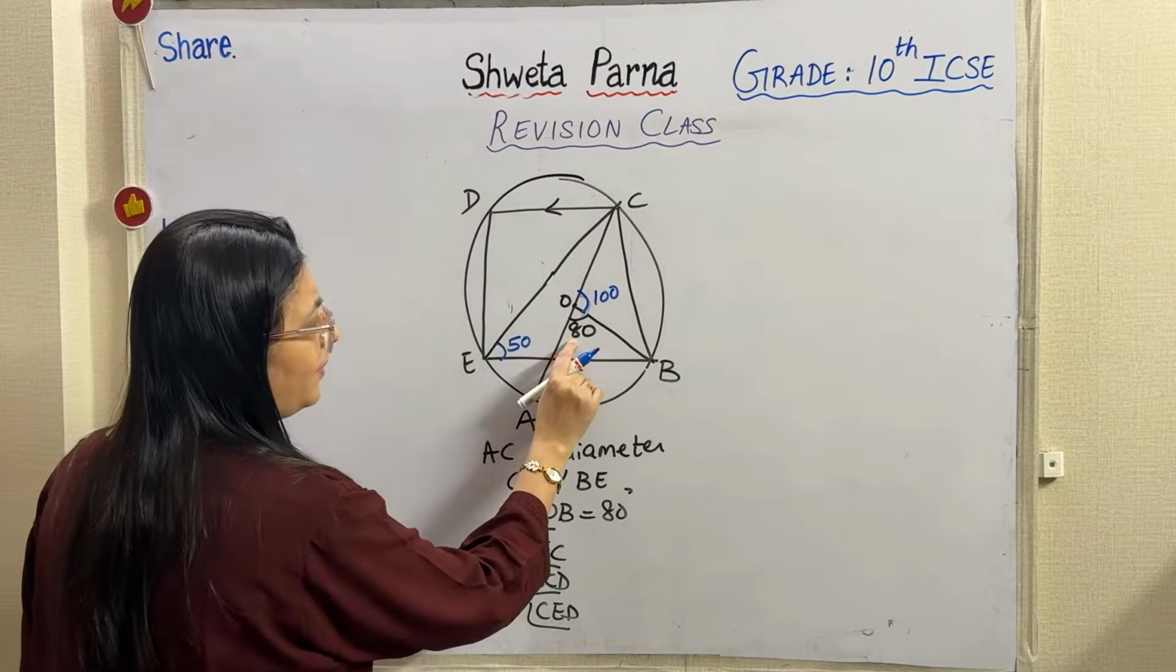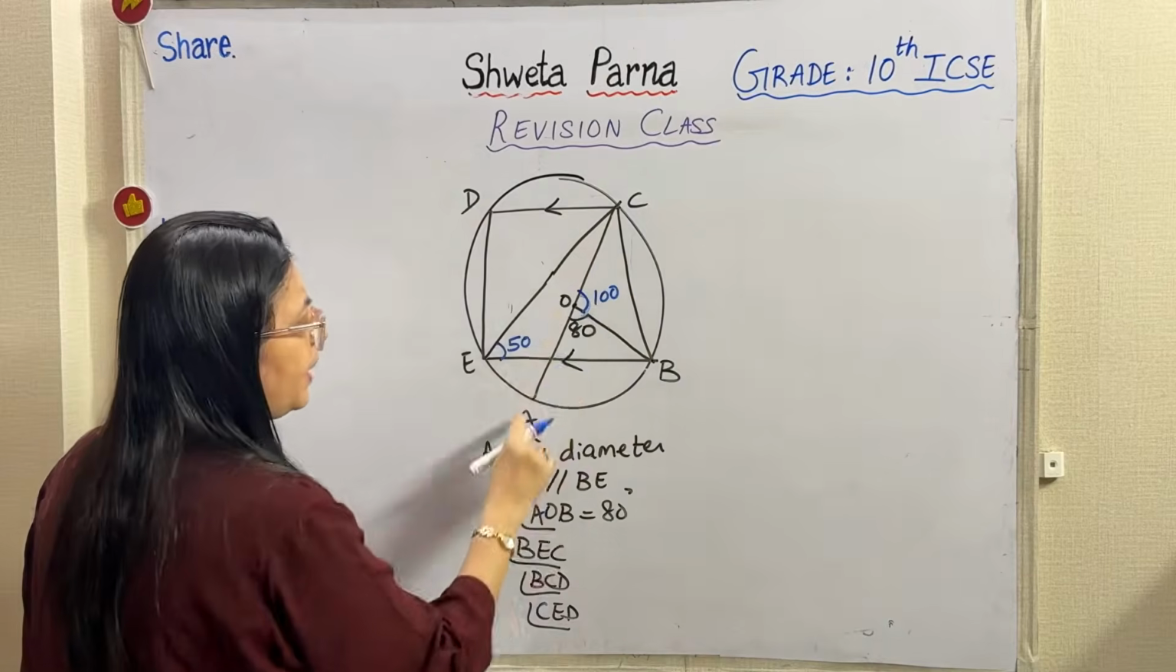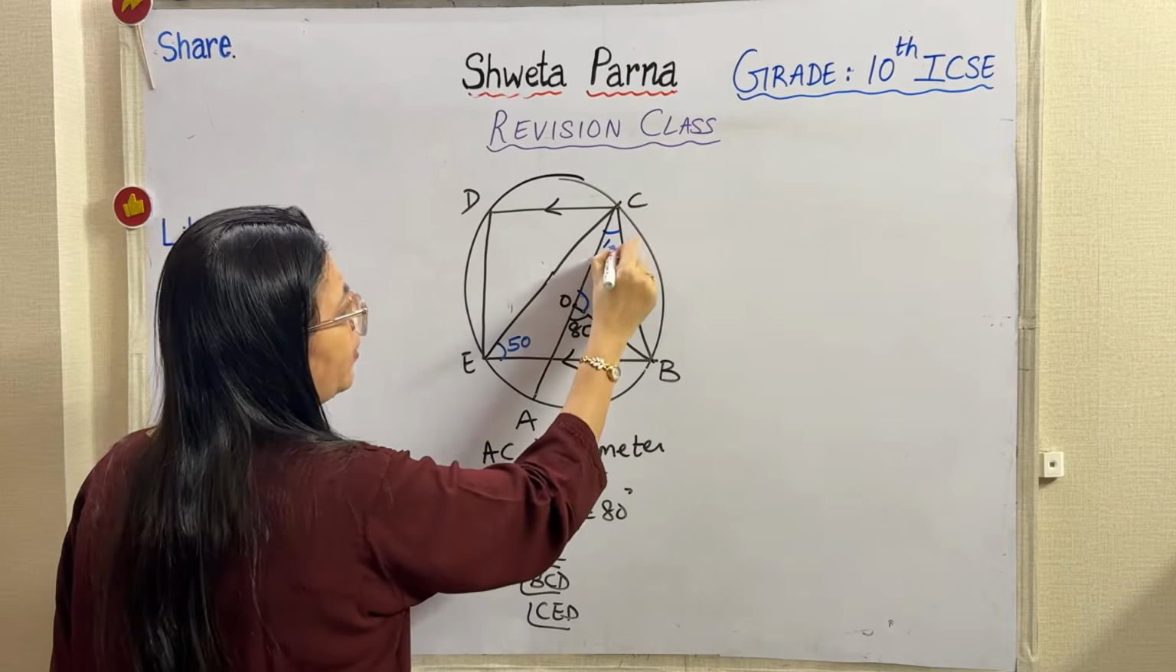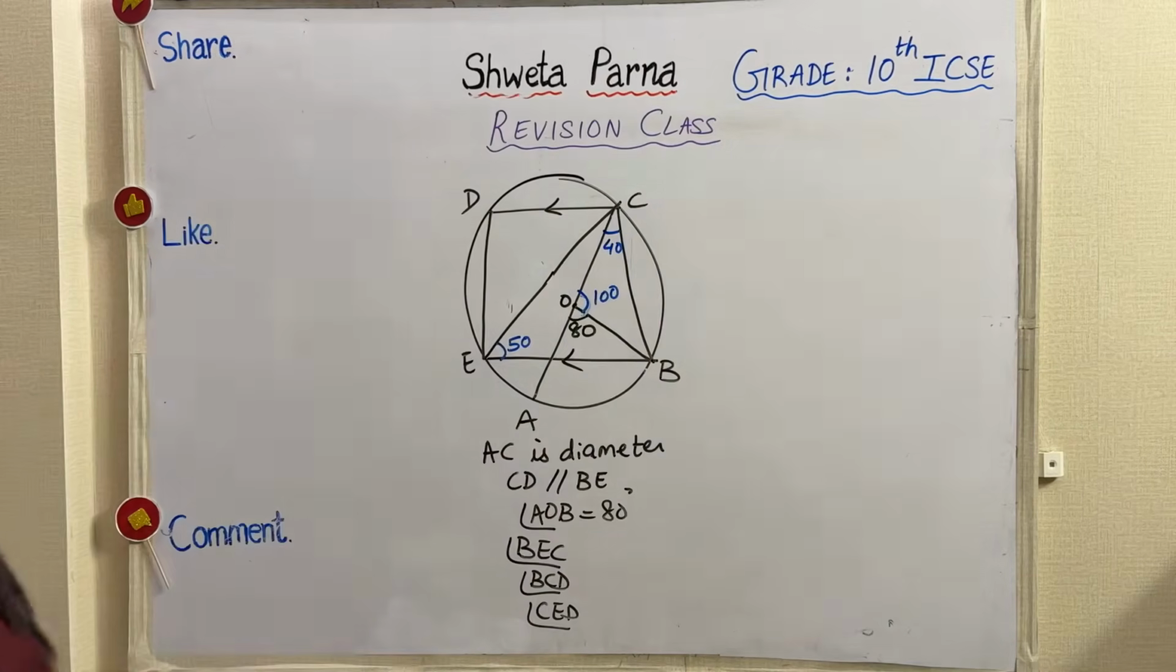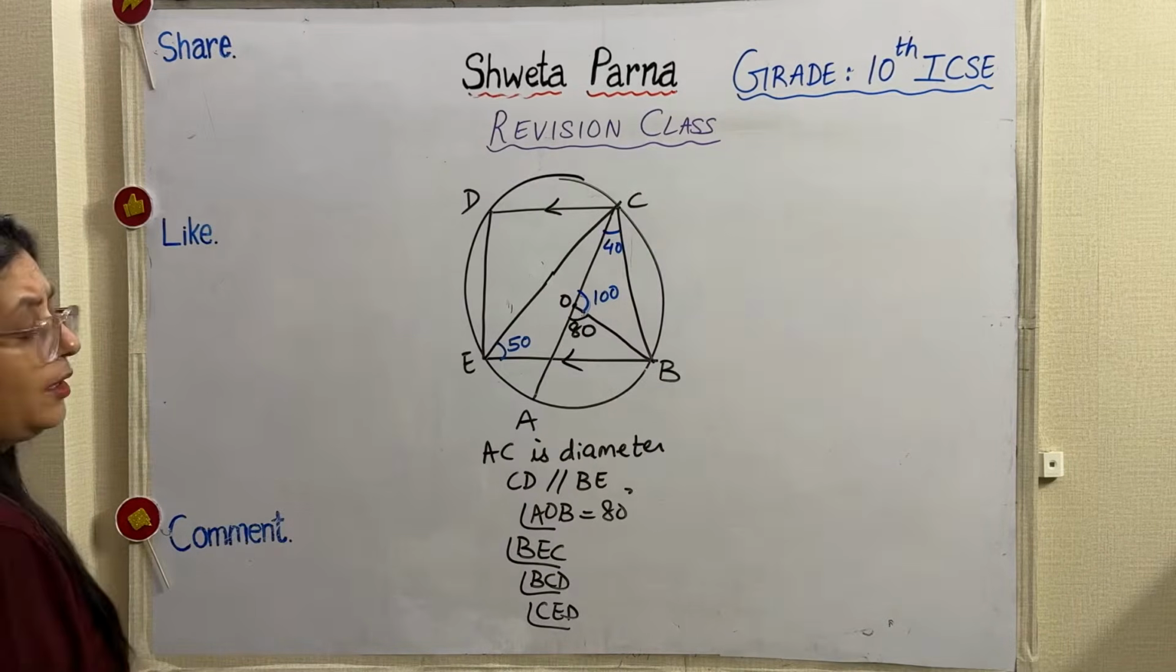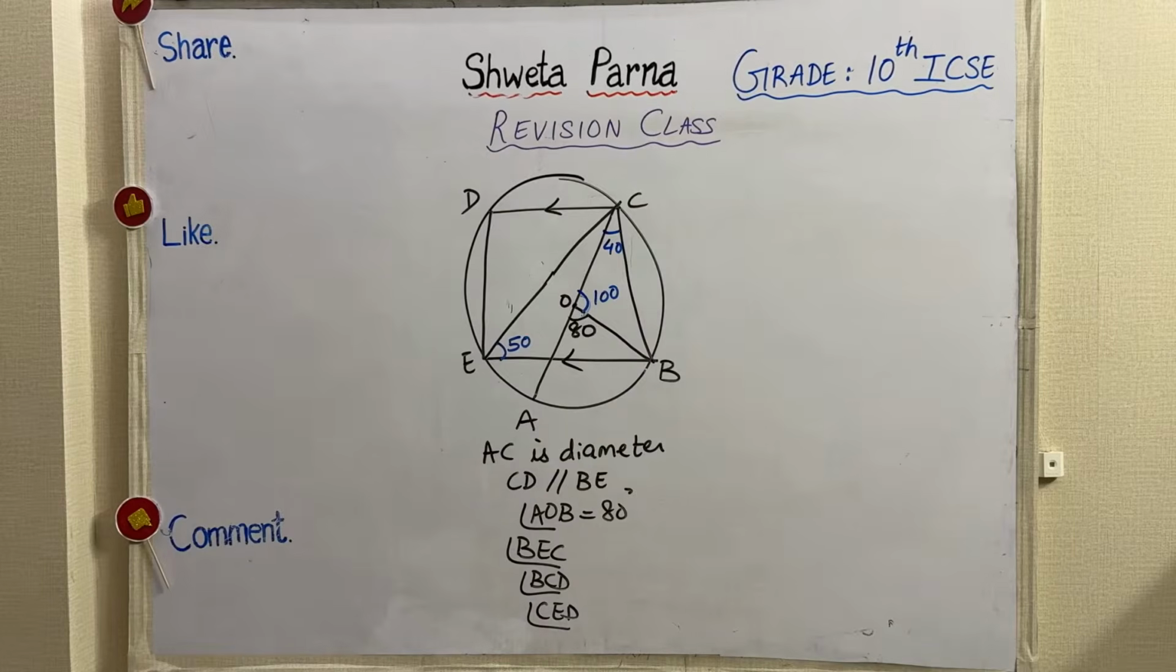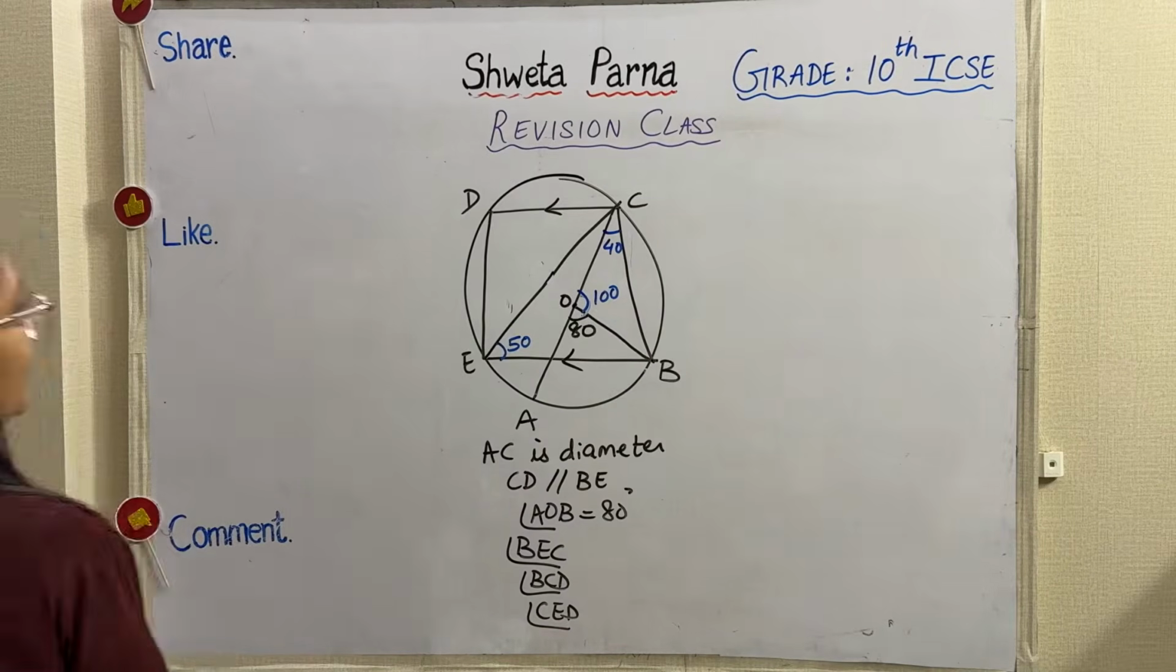Now see, this is 80 degree. So BCA would be 40 degree. Central angle property. Correct? Yes. Are you clear with this? Now you have to find BCD.